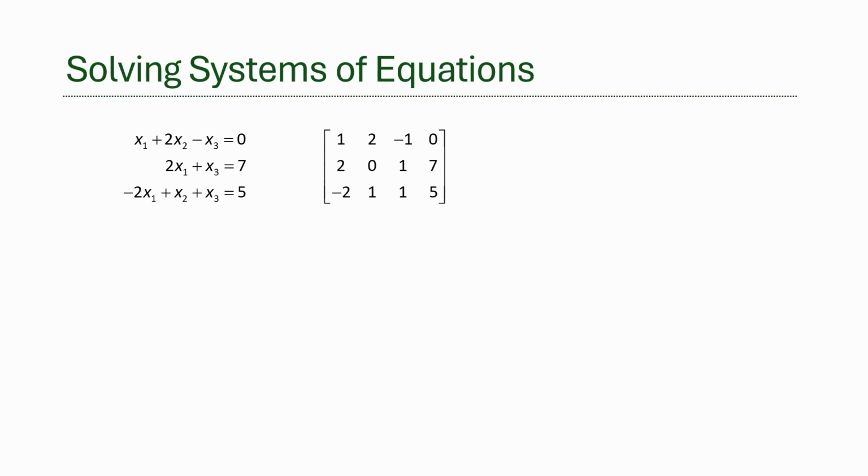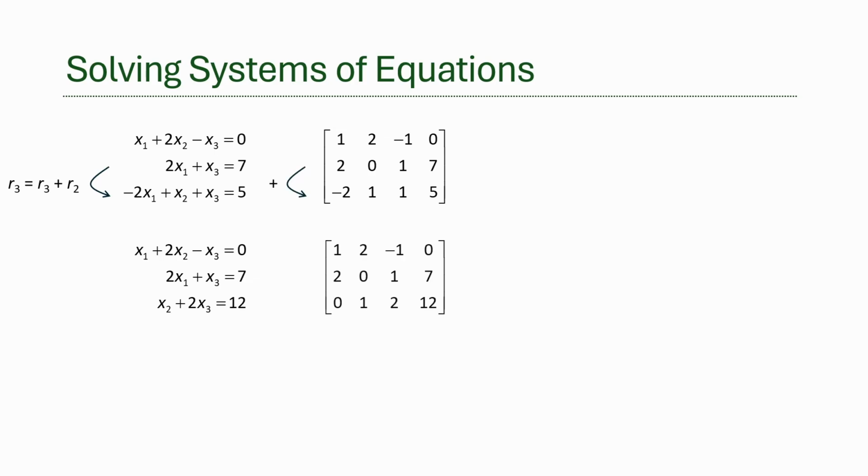Okay, so first I'll add the second equation to the third and replace the third equation with the result. This simplifies the system, right, by canceling out the x1 term from the second equation. Now, if we do the same operations to the second and third rows of the matrix, we get this new result. And what I want you to notice here is that this new matrix is the augmented matrix of the new system, the system that we got by making that change to the third row.